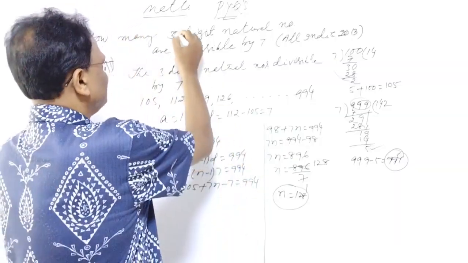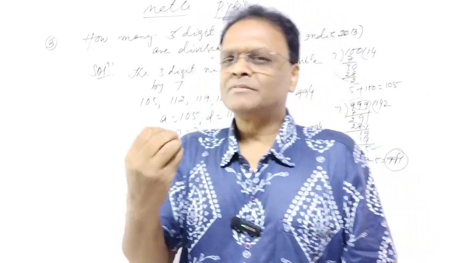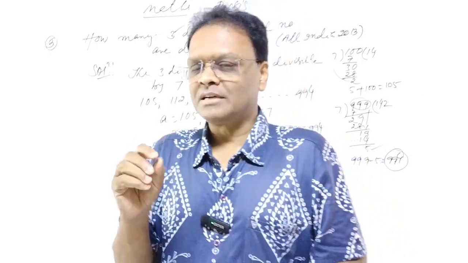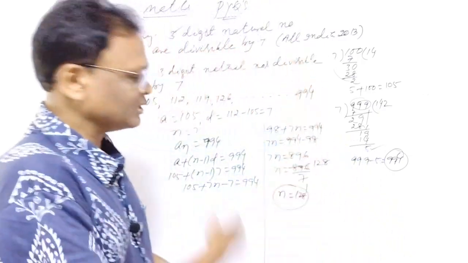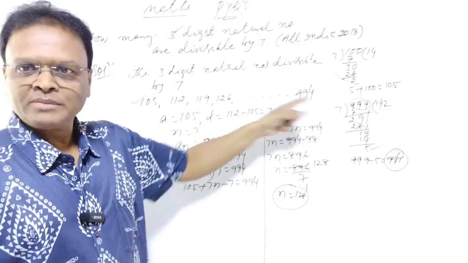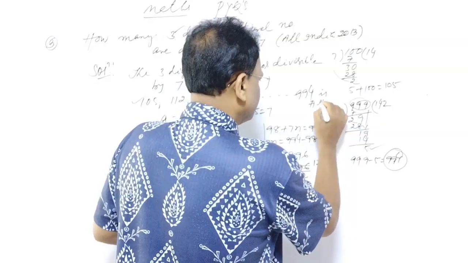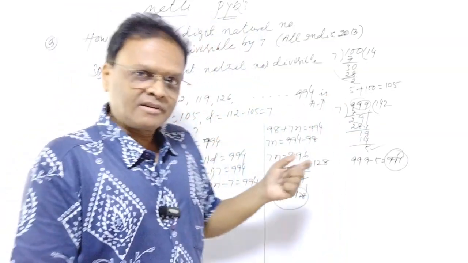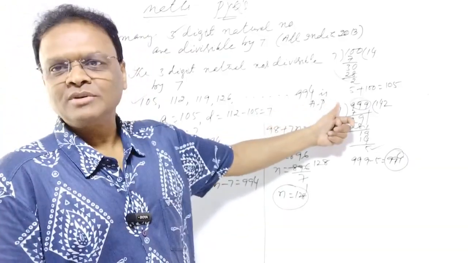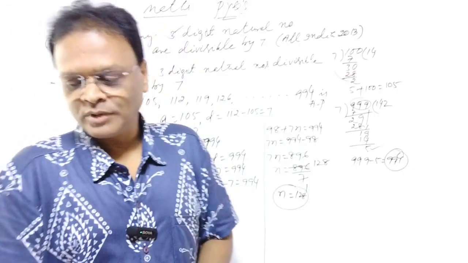So understood? He may change the number also. How many 3-digit numbers? He may give you how many 2-digit numbers which are divisible by 7, divisible by 9. He may give you how many 5-digit numbers which are divisible by any number. So the method is this one. This is the way how to find. First you form the series, and that series will definitely be in AP. After writing the series, you can find A, you can find D, N will be the last one, find N, that is your answer. So this is the third PYQ.